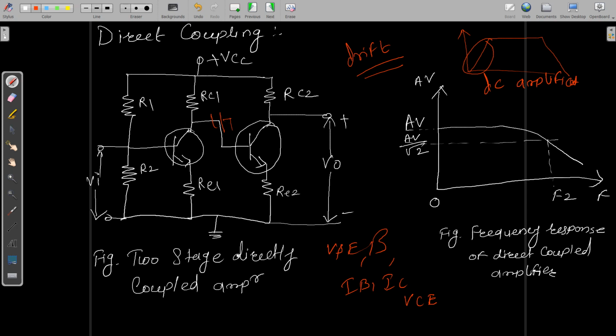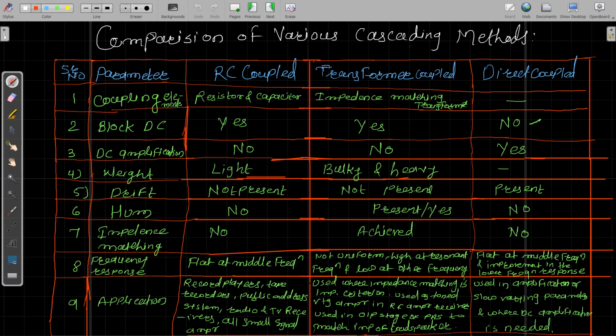Whatever we have discussed, we have written in tabular form, so you can go through this. I have compared various cascading methods like RC, transformer and direct coupling, and whatever we have seen, we have listed out here. So this is all about the different types of coupling in amplifiers, where we are going to have this coupling, how they look, and their advantages, disadvantages, applications and operation. So we'll see in the next class.